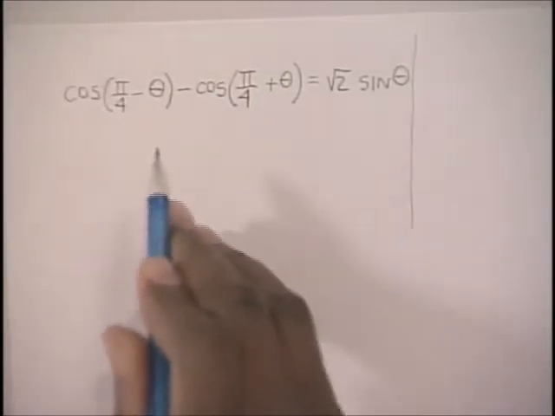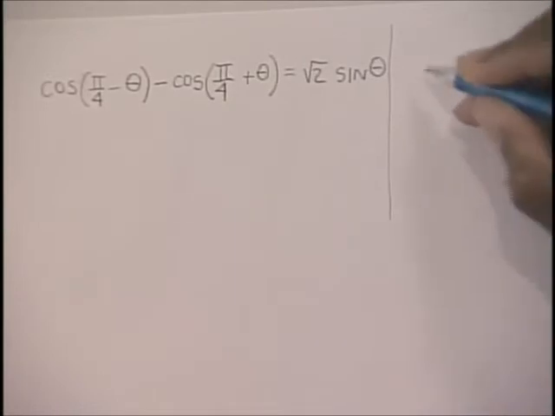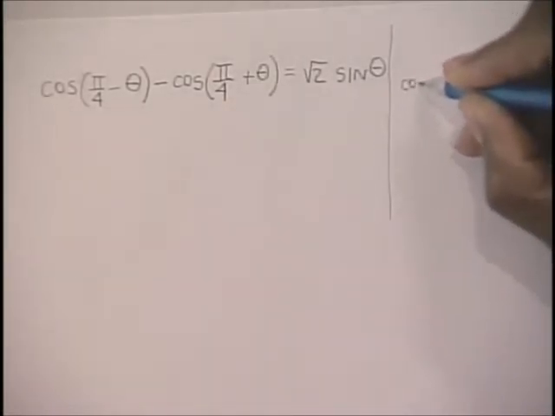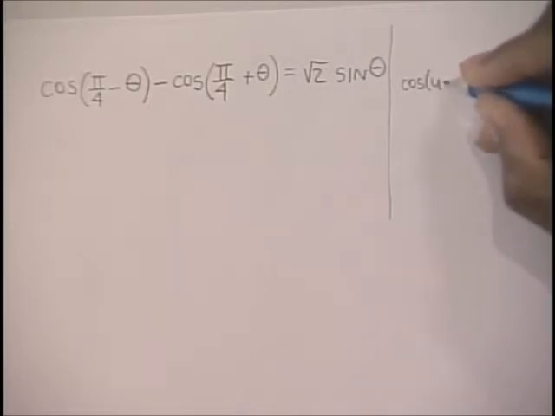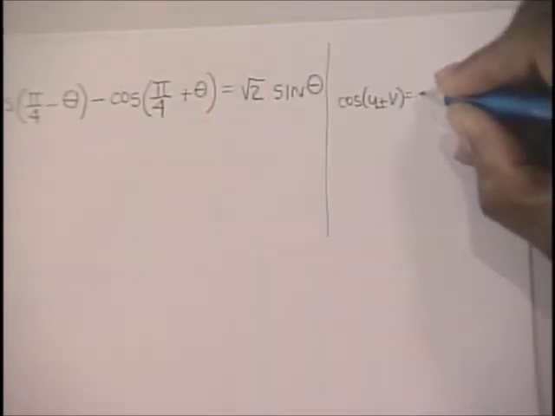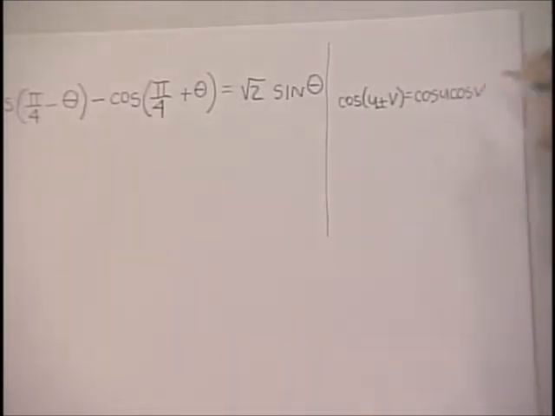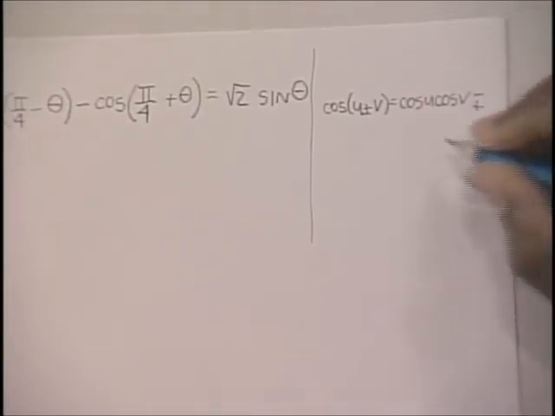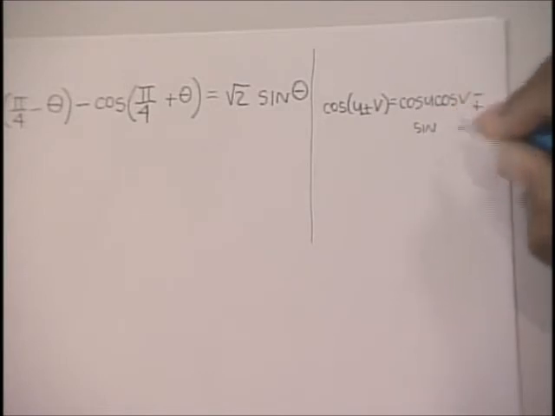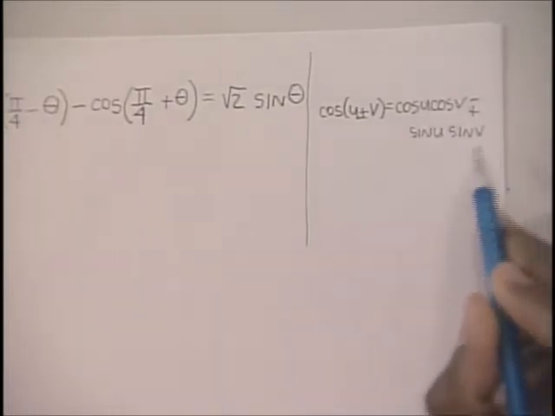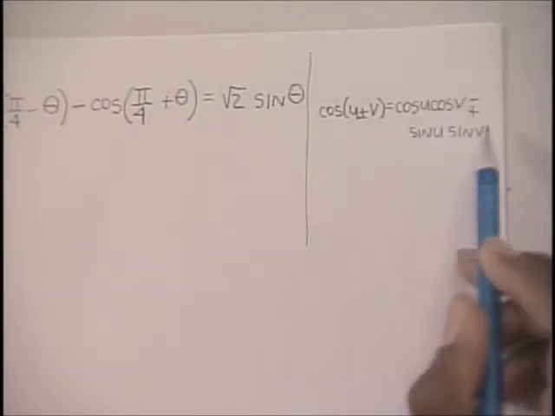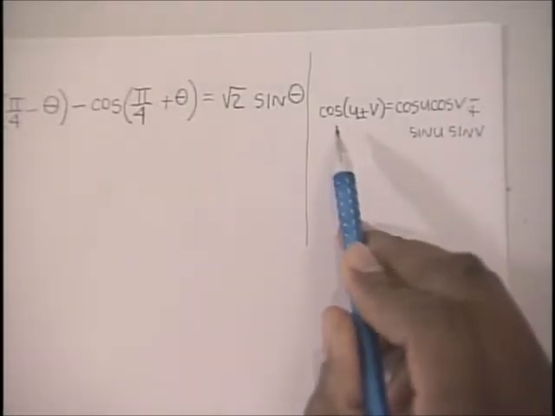Before you even began this problem, what you would have to know is that the cosine of u plus or minus v is equal to the cosine of u cosine of v minus or plus the sine of u sine of v. I'm running out of room here, but really this is all one line. So you would have to know this coming into the problem.